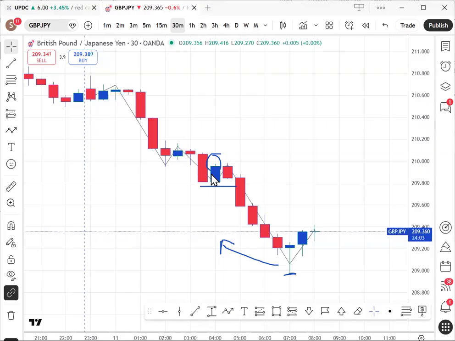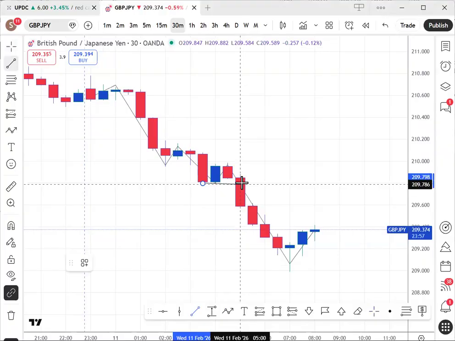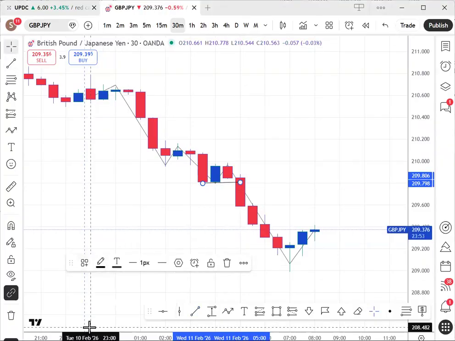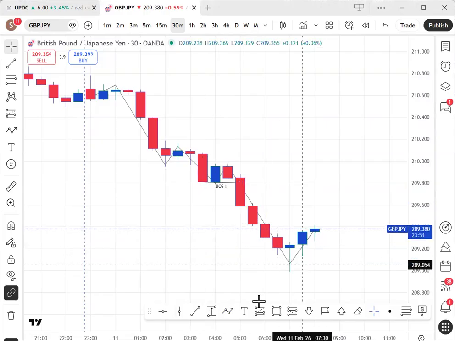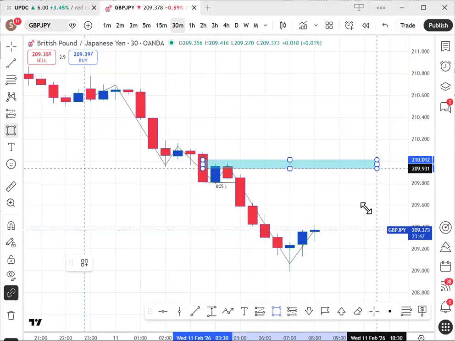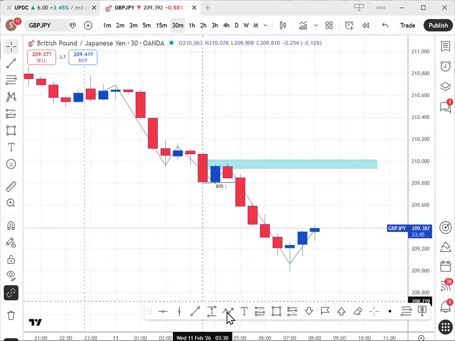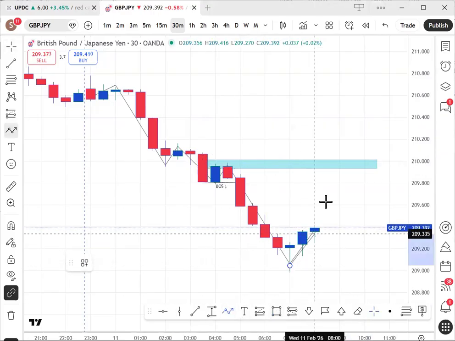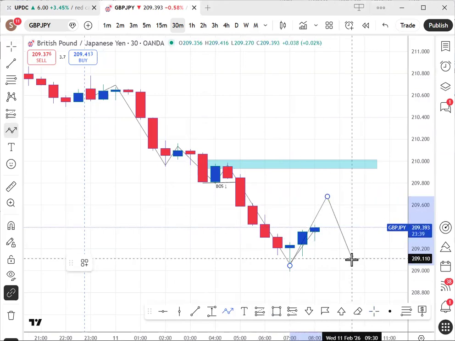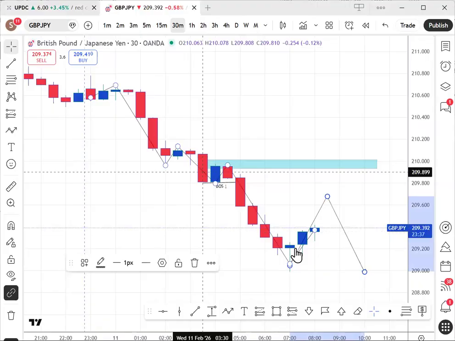This is the last break of structure right here. So that's your last opposite candle that caused price to move down. Your line in the sand is up here. Now you're expecting price to pull back to some level and then begin to show you bearishness, that it wants to continue downwards.